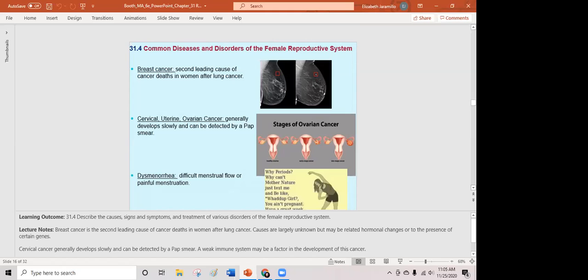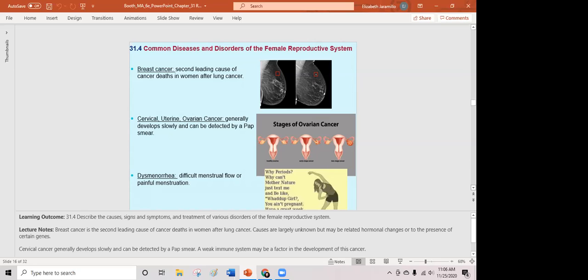So some common diseases and disorders for the female reproductive system could be breast cancer. This is the second leading cause of cancer deaths in women after lung cancer. Causes are largely unknown, but may be related to hormonal changes or the presence of certain genes. Well, and your environment as well, too. If you're a smoker, that sort of thing, okay? I don't necessarily know that it would cause breast cancer, but you're putting carcinogens in your body, right?